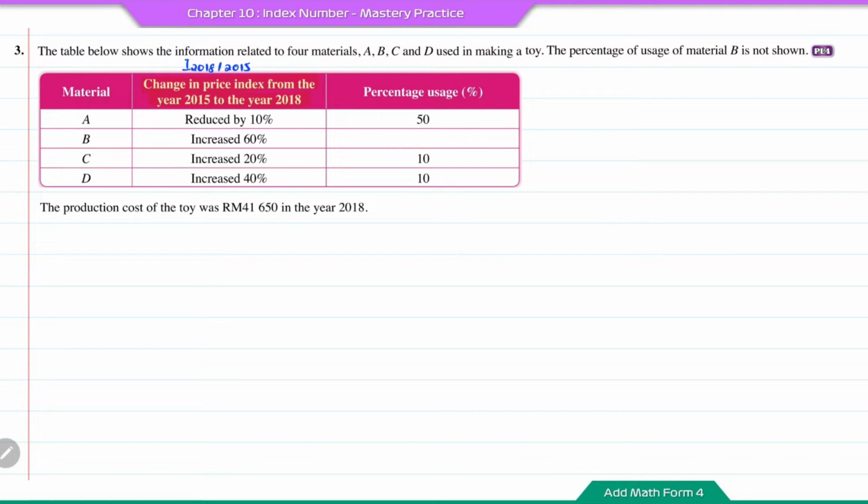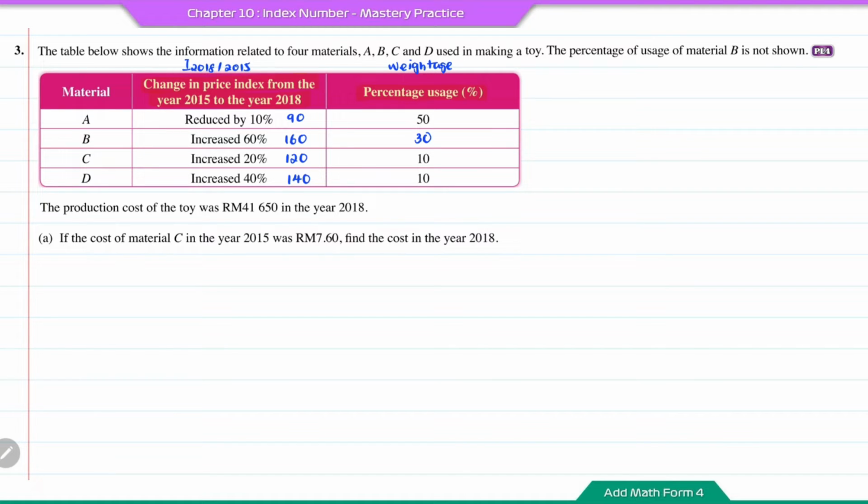2015. Material A is reduced by 10%, therefore the price index will be 90. And for B, increase 60%, it will be 160. C, increase 20%, it will be 120. And as for D, increase 40%, the price index will be 140. As for the column percentage usage, this will be referring to the weightage. So the total percentage will be 100. To find the percentage for material B, we're going to use 100 minus 50 minus 10 minus 10. Therefore, the answer will be 30.